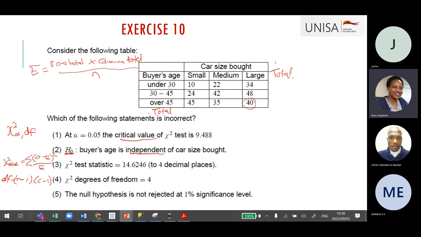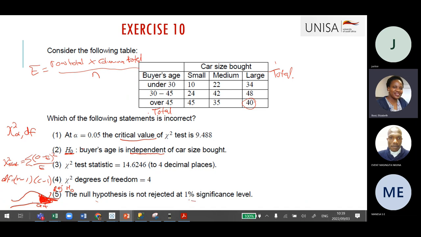So number four, you would have calculated your degrees of freedom there. You are able to answer both of them at the same time. The last one, you make a decision. If your critical value is what it is and your test statistic falls in the rejection area, you reject the null hypothesis. Otherwise, if it falls in the do not reject area, you will state that you are not rejecting the null hypothesis. And pay attention now.